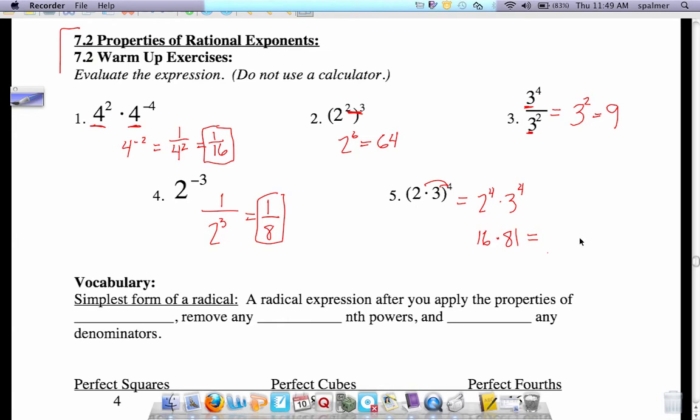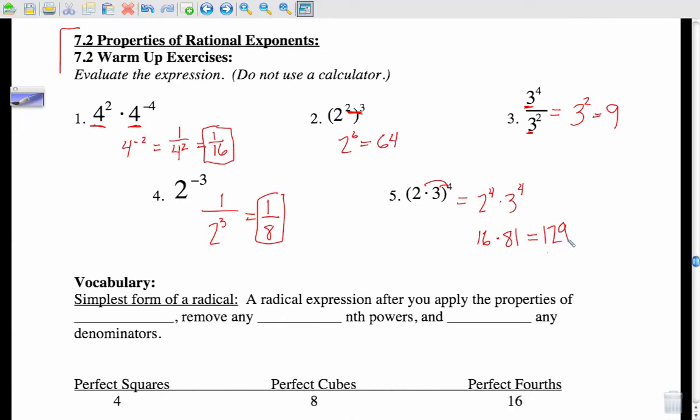Thank you for that lovely disturbance, but you should get right around 1296.